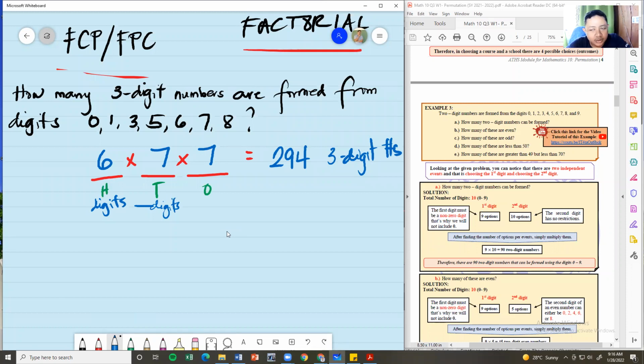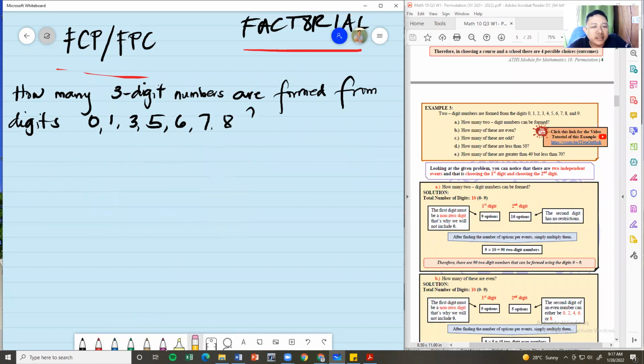In this example, there's no limitation. There's no restriction. What if we are given a restriction? And how is that? Let's try this. How many 3-digit numbers are formed from the digits? Same digits tayo, pero lalagyan ko ng restriction. If no repetition is allowed.